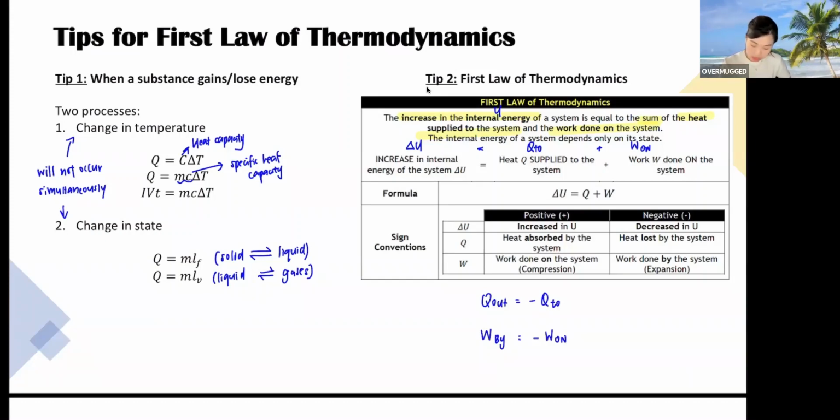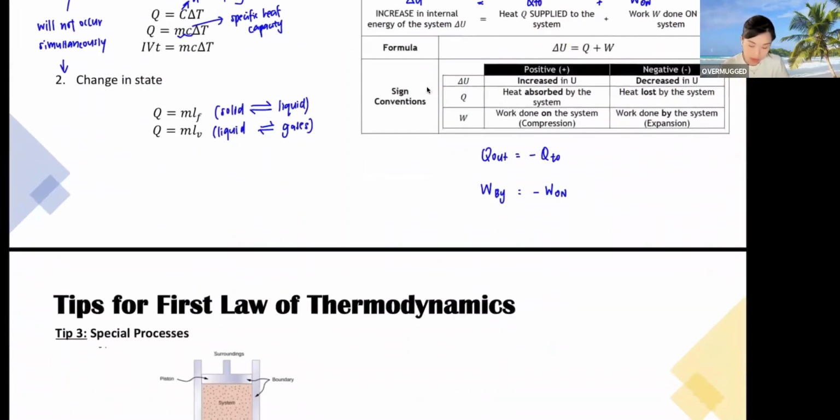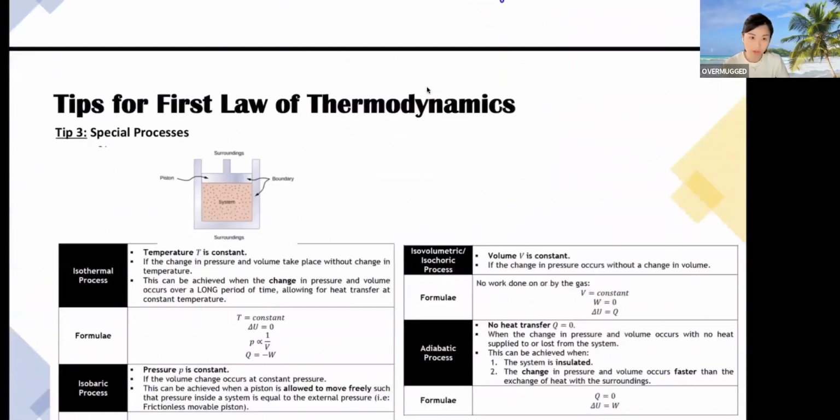Okay, so here are the sign conventions. If my delta U is positive, this means that there is an increase in internal energy, okay? But if it's negative, there is a decrease in my internal energy. If Q is positive, heat is absorbed by the system. If it's negative, heat is lost by the system. And if the work done is positive, it means work done on the system, which means that your system is compressing. It's getting smaller and smaller. And if the work done is negative, that means work is done by the system, and it is expanding. Okay, so that's the second tip that I have for first law of thermodynamics.